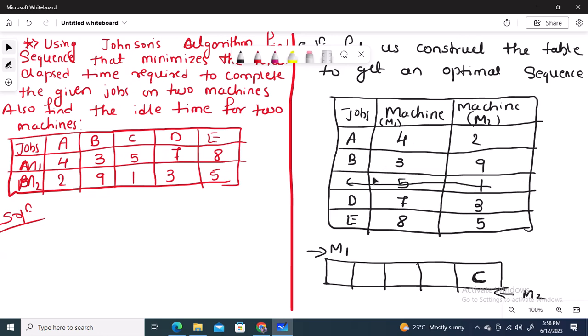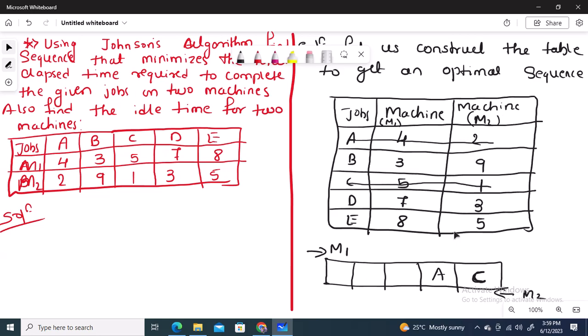And next, find one more smallest value. After 1 we have 2. This is the second smallest value, and this 2 is also for machine 2 only, and the allocated job for machine 2 is A. So A will come here. Don't write A here, because this is for machine 1 jobs. This 2 is allocated for machine 2, therefore we have to come from this side. So the job for 2 is A. Once we write job A, we have to erase this.